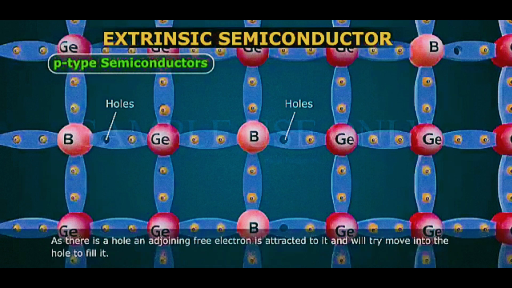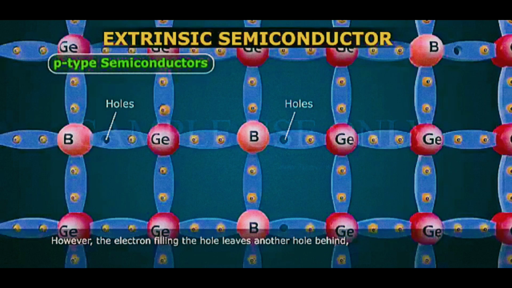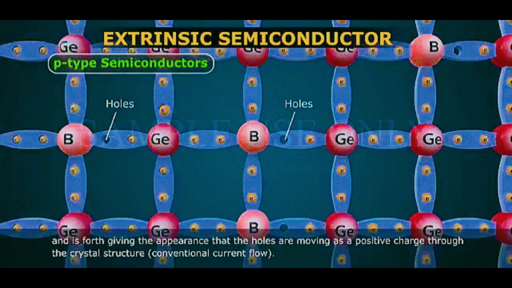As there is a hole, an adjoining free electron is attracted to it and will move into the hole to fill it. However, the electron filling the hole leaves another hole behind, and so forth, giving the appearance that the holes are moving as a positive charge through the crystal structure, conventional current flow.